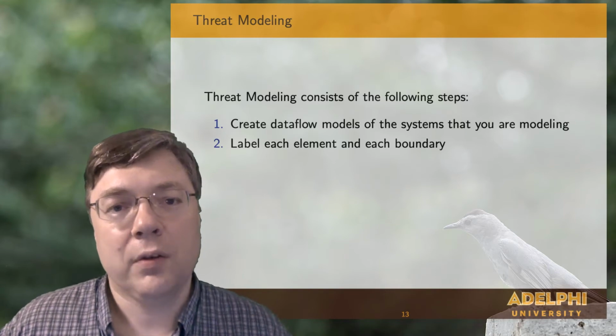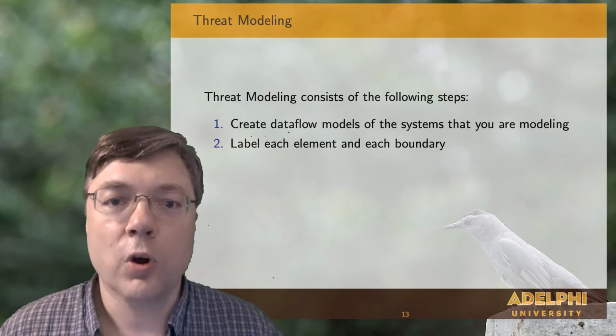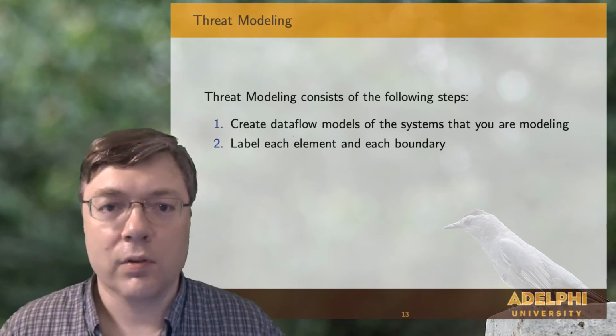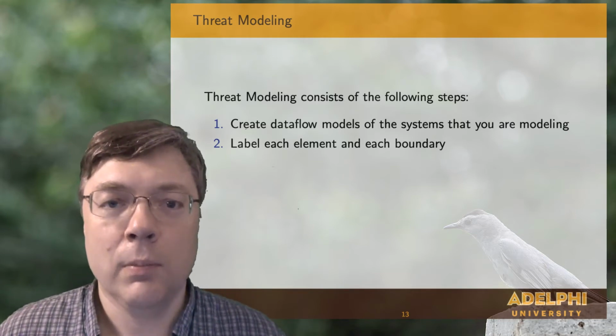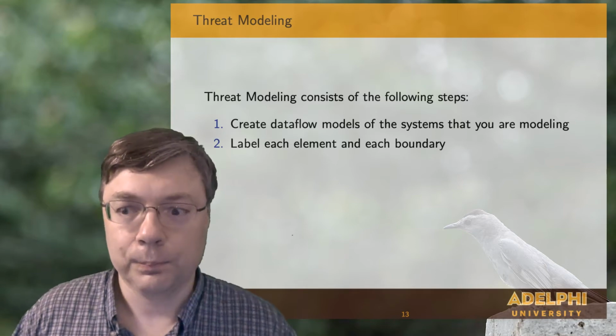By default, data flow diagrams do not have a notation for that. Data flow diagrams don't know anything about boundaries. That is an addition that we are going to make when we are threat modeling. And for now, let's just assume a boundary between systems is reflected as just a dotted line.